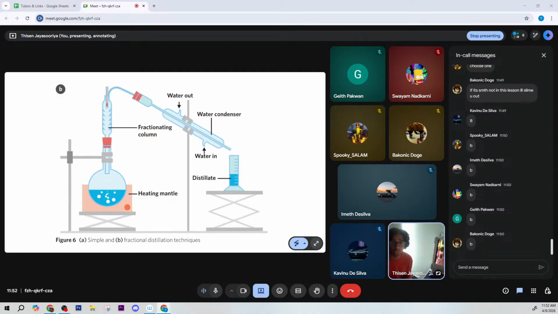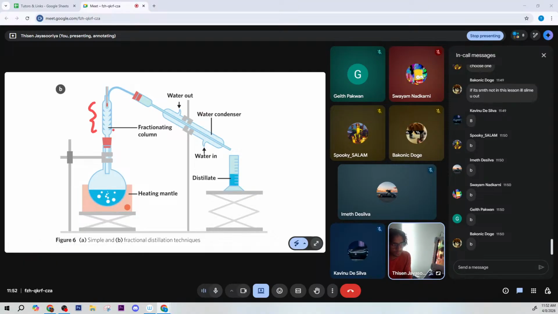Whereas fractional distillation is a little bit more precise. It can be used for multiple compounds, right? And here, what it does is it essentially fractions them all off, yeah?